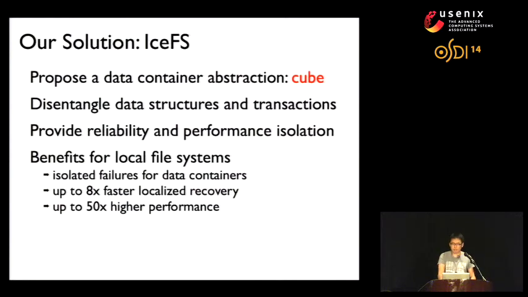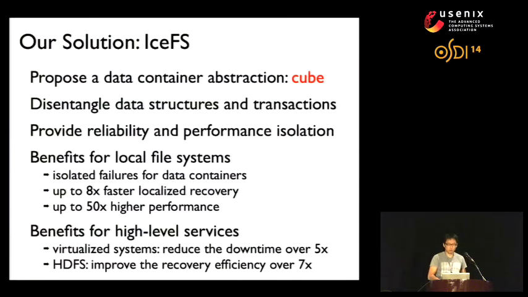We will show that IceFS can have benefits in the local file system. It can provide isolated failures for different files. It can provide up to 8 times faster recovery, and even up to 50 times higher throughput for certain workloads. IceFS is also useful for high-level applications. In a virtualized environment, IceFS can reduce the downtime of the service over 5 times. If running HDFS over IceFS on local nodes, it can improve the recovery efficiency over 7 times.